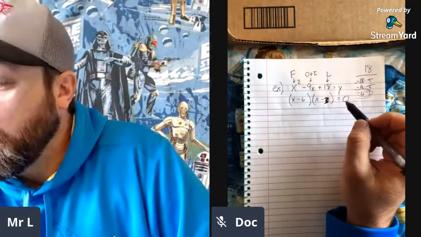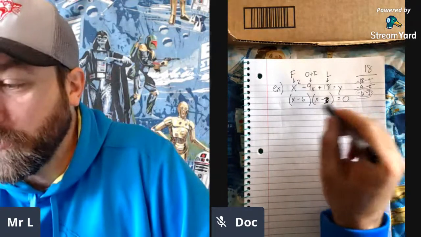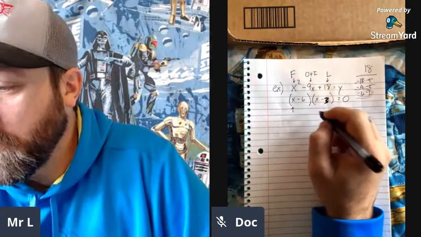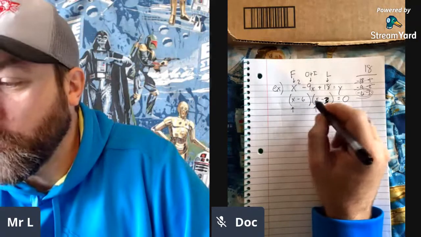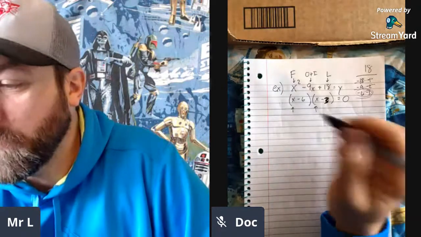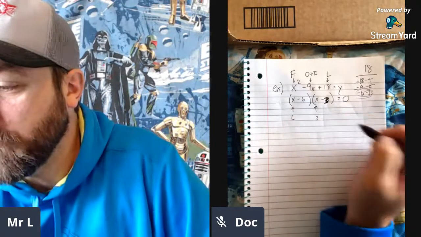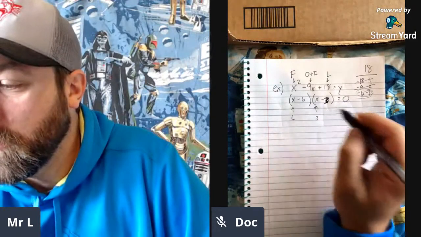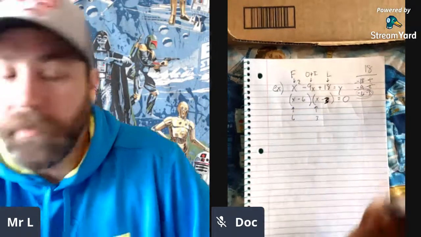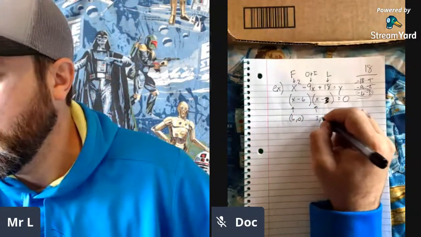So then, what are my actual answers for x that make this equation equal to 0? In other words, what could I put in for x here or here that would turn this to 0, and 0 times anything would be 0? Well, if I put a positive 6 in there or a positive 3 in here, then that's where my x-intercepts will be, at 6, 0, and at 3, 0.